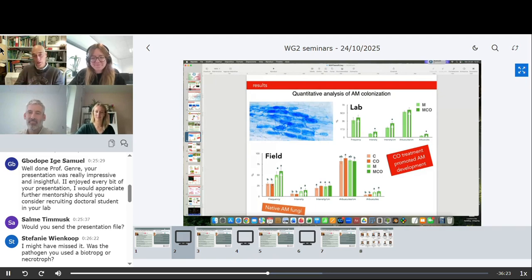In the other case, the mycorrhizal plants were treated in the greenhouse, so in a very protected volume of soil, and then moved here later on. So this is a major difference, probably.